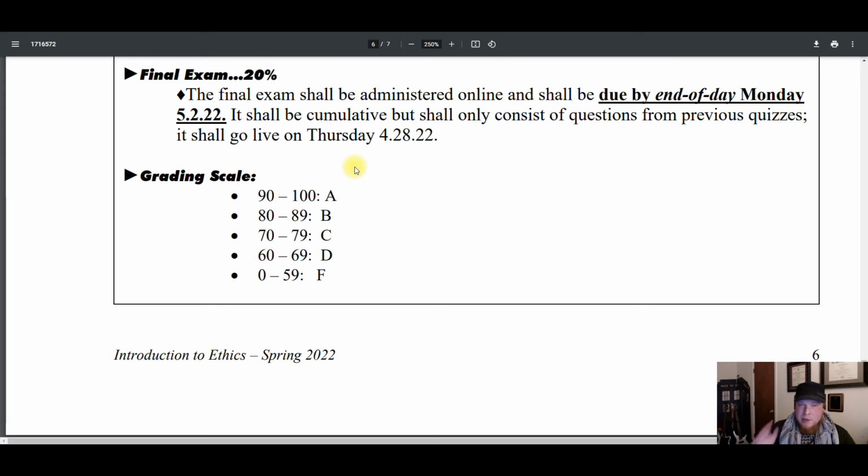It will go live, as it says here, Thursday, April 28th, 2022. It'll be due by end of day Monday, May 2nd, 2022. And this one, unlike some quizzes and the weekly analyses, doesn't have a grace period, because grades have to be in very soon after that. So I don't have a lot of time. Once you get this in, I have to grade it immediately.